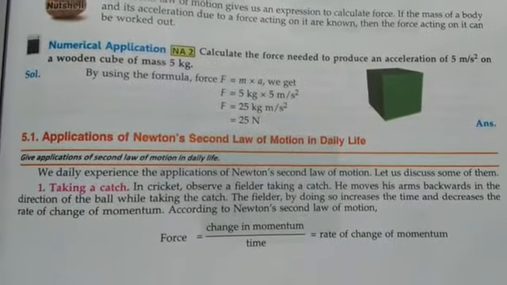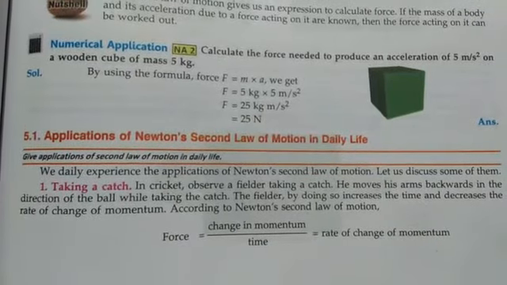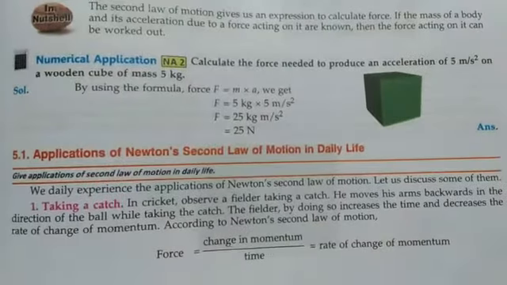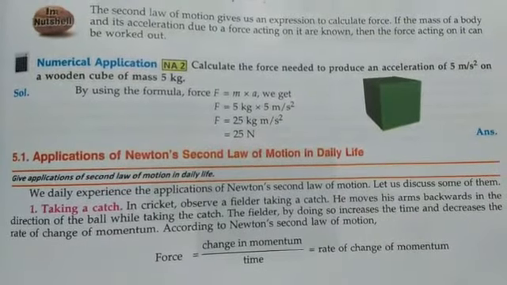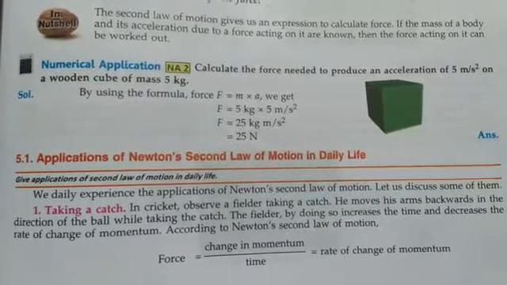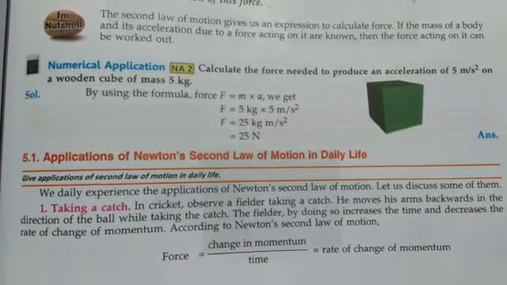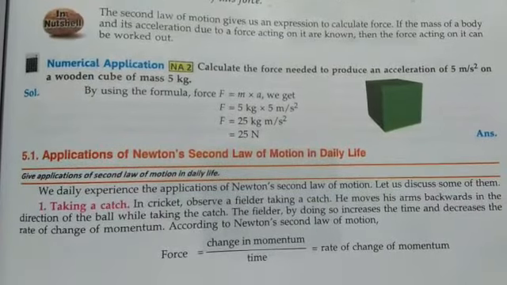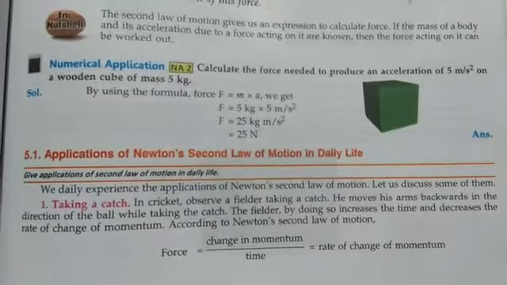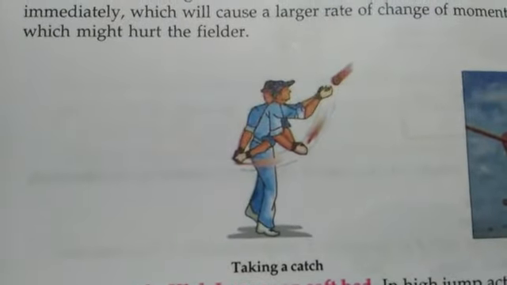I am sure that you all must have played cricket in your life. If not cricket, then at least you have played catching the ball. So when you have to catch a ball, generally what do you do? You put your hands up or down. When the ball is coming towards you, you put your hands a little down. You push them a little back. You can understand that from this diagram, this figure.